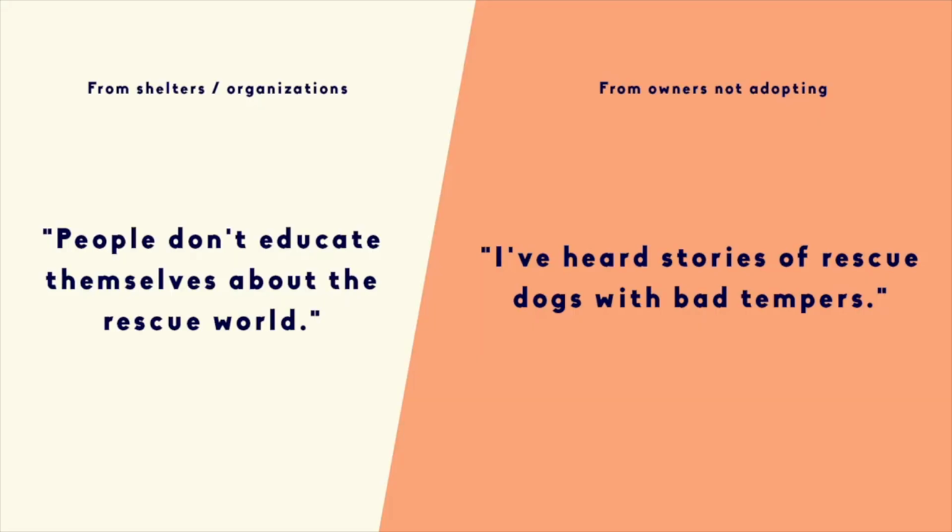Another problem is people don't educate themselves about the rescue world. The previously abused backstory is something potential adopters also love to assume when they get a dog from the shelter. But the truth is that most of the dogs haven't suffered from terrible abuse. They may have suffered the abuse of neglect, poor training, or just lack of supervision, so they ran away.